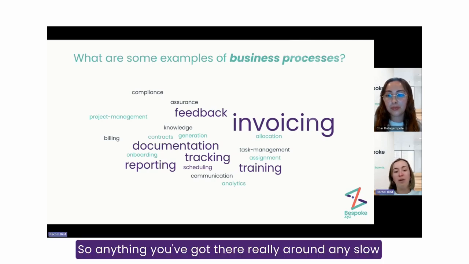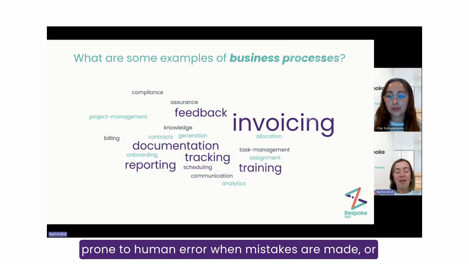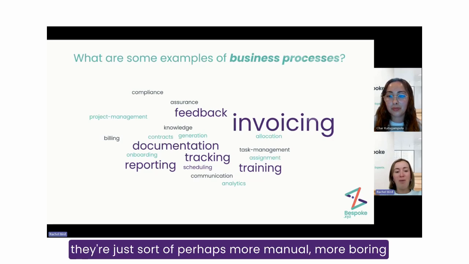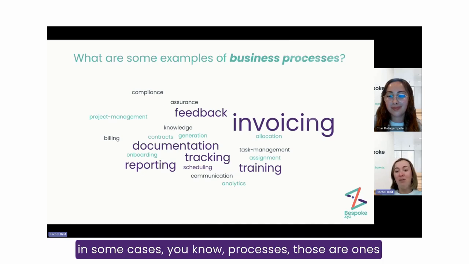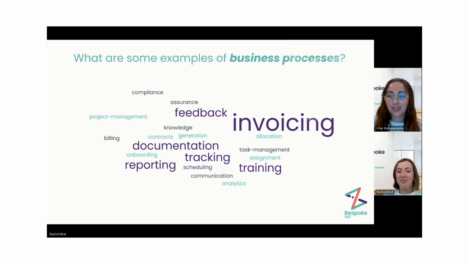So anything you've got around slow processes, any processes that are prone to human error, where mistakes are made, or that are just more manual, more boring in some cases, those are ones to be tackling with automation.